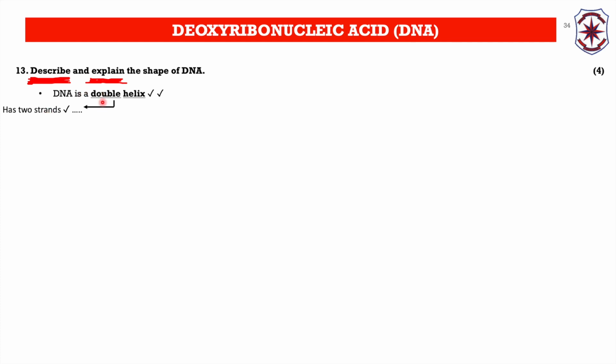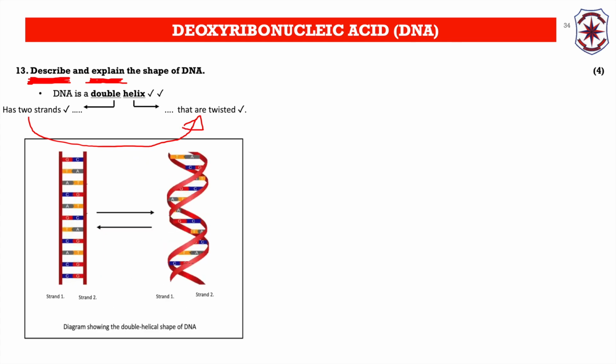Okay? Double means 2 what? 2 strands. So DNA has 2 strands. What does the word helix mean? Helix means it is twisted. So double helix is a scientific term used to describe the shape of DNA. The double part means that it has 2 strands, and then the helix part means that these two strands of DNA are twisted. All right, so there is where we get our 4 marks.